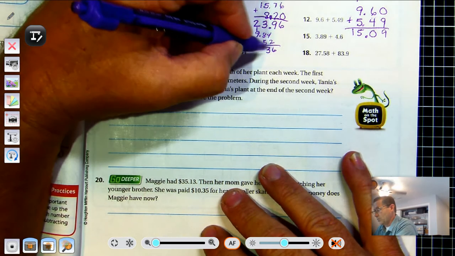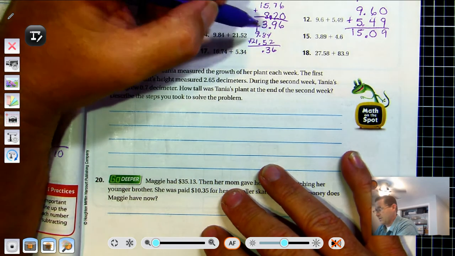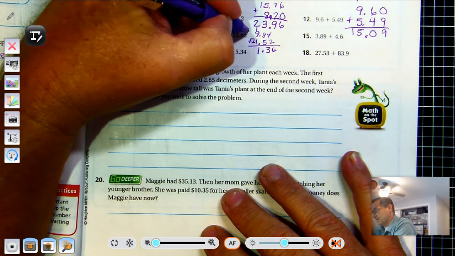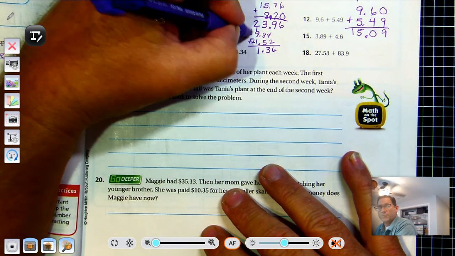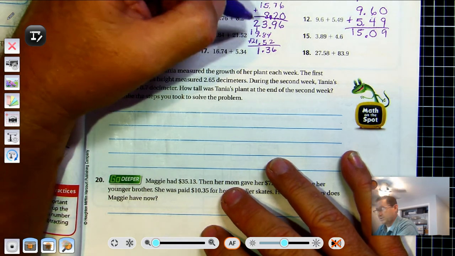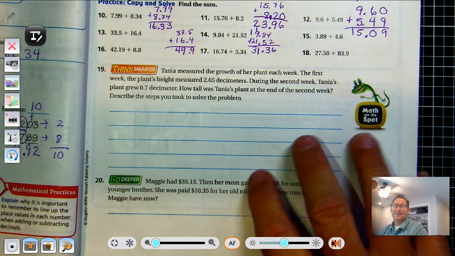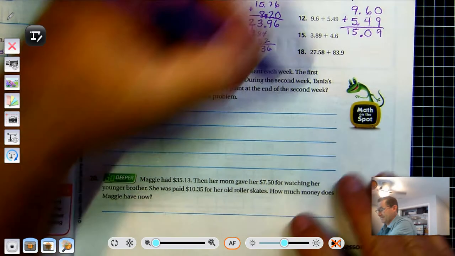We are now moving to the ones to add, so place your decimal. 9 and 1 is 10, plus the regrouped 1 is 11 ones. Regroup that as 1 ten and 1. And 2 plus 1 ten is 3 tens. All right, 15.